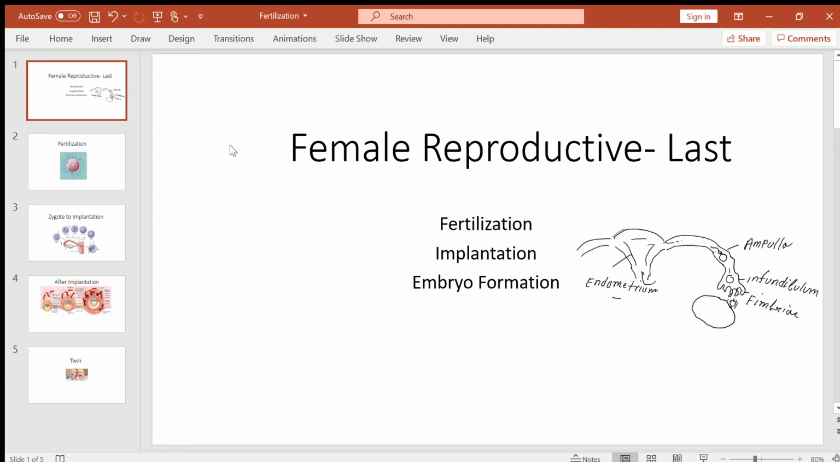Millions of sperm enter into the female body. However, only one will finally be able to fertilize the egg or ovum. All other sperm will eventually die, okay, and will be absorbed in the female reproductive system, the female body. So this is fertilization.